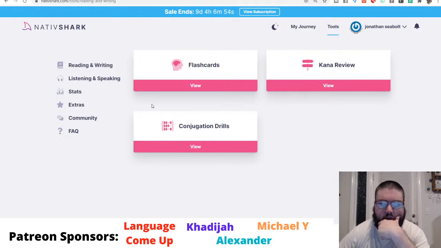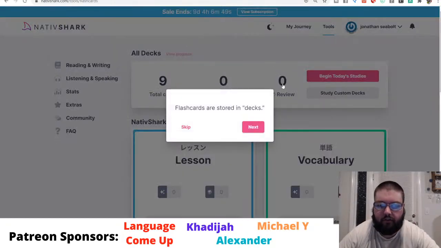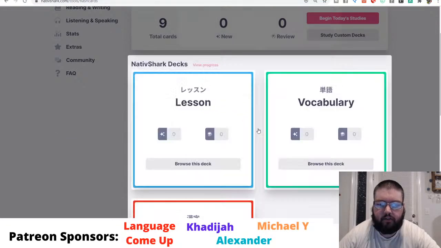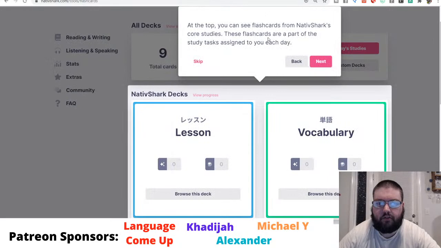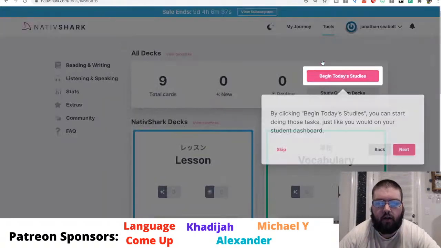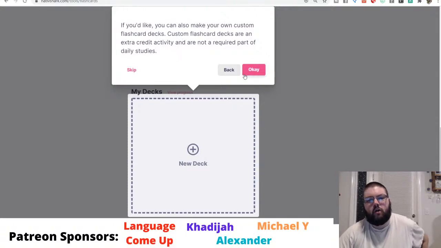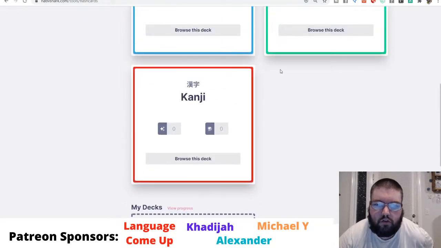All right, there's some stuff here. Flashcard, just to check it out, since this is what we're doing in this stream, to test it. Okay. Flashcards are stored in decks. Makes sense. At the top, you can see the flashcards from NativShark's core studies. These flashcards are a part of the study tasks assigned each day. By clicking Begin Today's Studies, you can start doing those tasks just like you would on your study dashboard. Okay. If you'd like, you can also make your own custom flashcards. Custom flashcard decks are an extra credit activity and are not a required part of daily studies. Okay, that's cool.